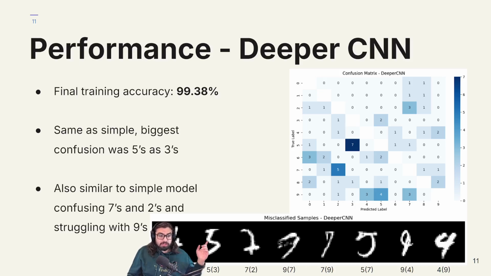Honestly, I would probably call this a 3 too. It looks like it comes kind of like that instead of just the down and around as a 5. So you can see where that mistake comes from.